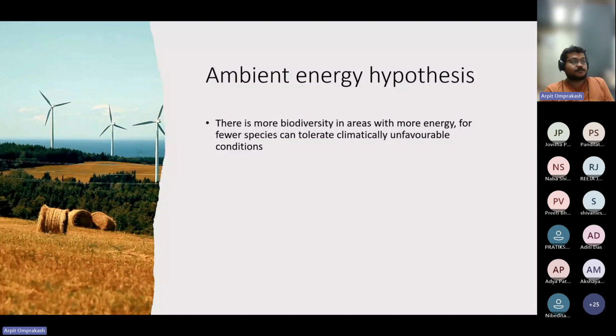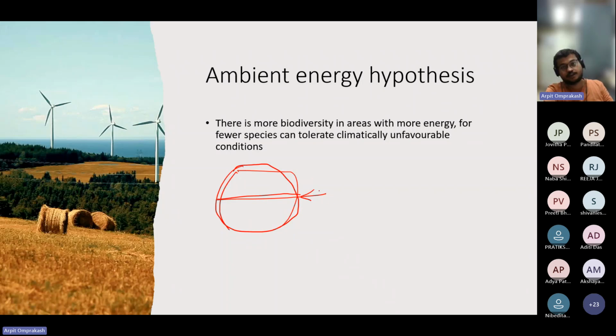So the next hypothesis we have is called the ambient energy hypothesis. What this states is that there is more biodiversity in areas which have more energy, and because very few species can tolerate climatically unfavorable conditions, more species are found in areas which are climatically favorable. A direct consequence of this is that if you look at the globe, the equator is probably the place that receives the maximum amount of sunlight and heat. So it has the most primary producers, which are using the sunlight to prepare food. And because there are more primary producers, it supports many more secondary consumers. So that's why we have more species there.